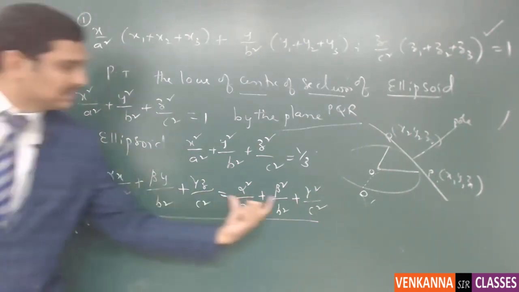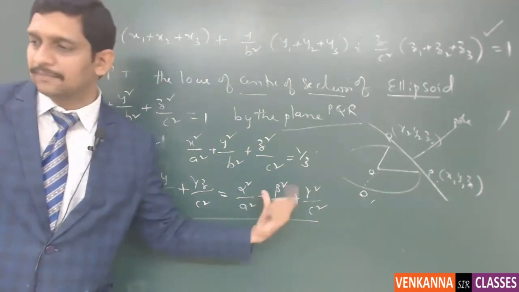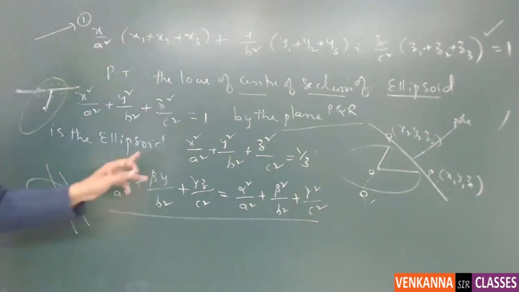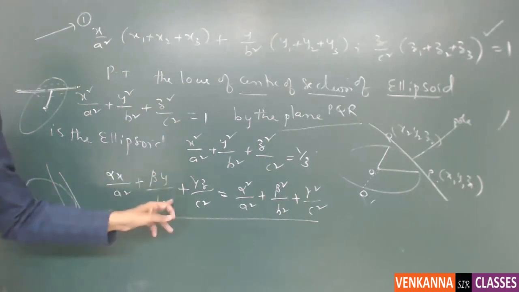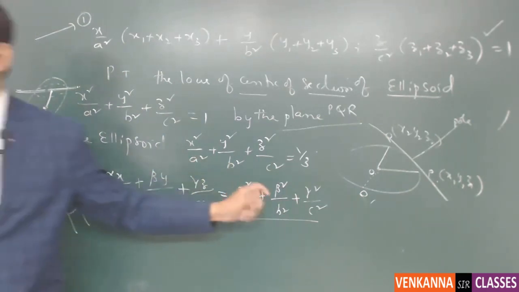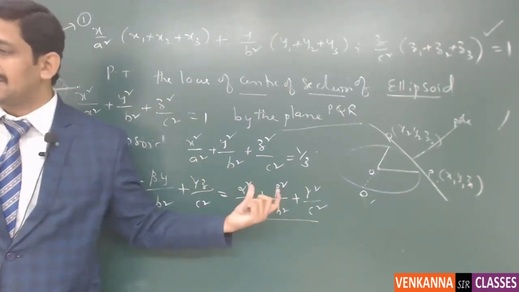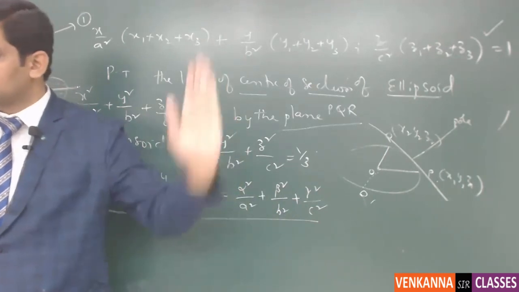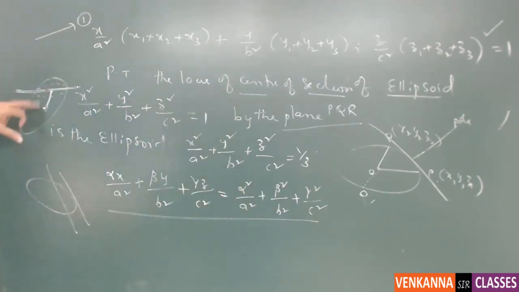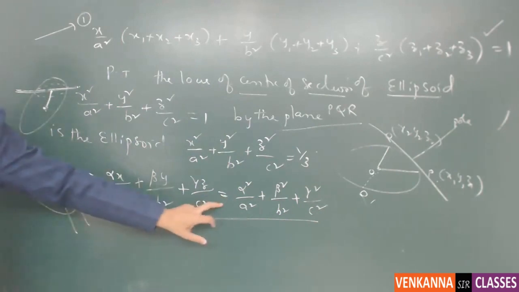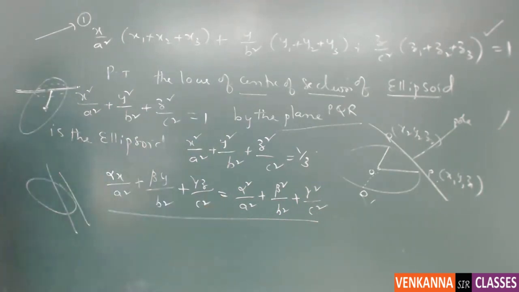That's why the right side constant is written like this. If you have written alpha x by a square plus beta y by b square plus gamma z by c square is equal to some p square, that p is nothing but the length of the perpendicular we use. So this is the value. Clear? In this way I have written the plane equation.